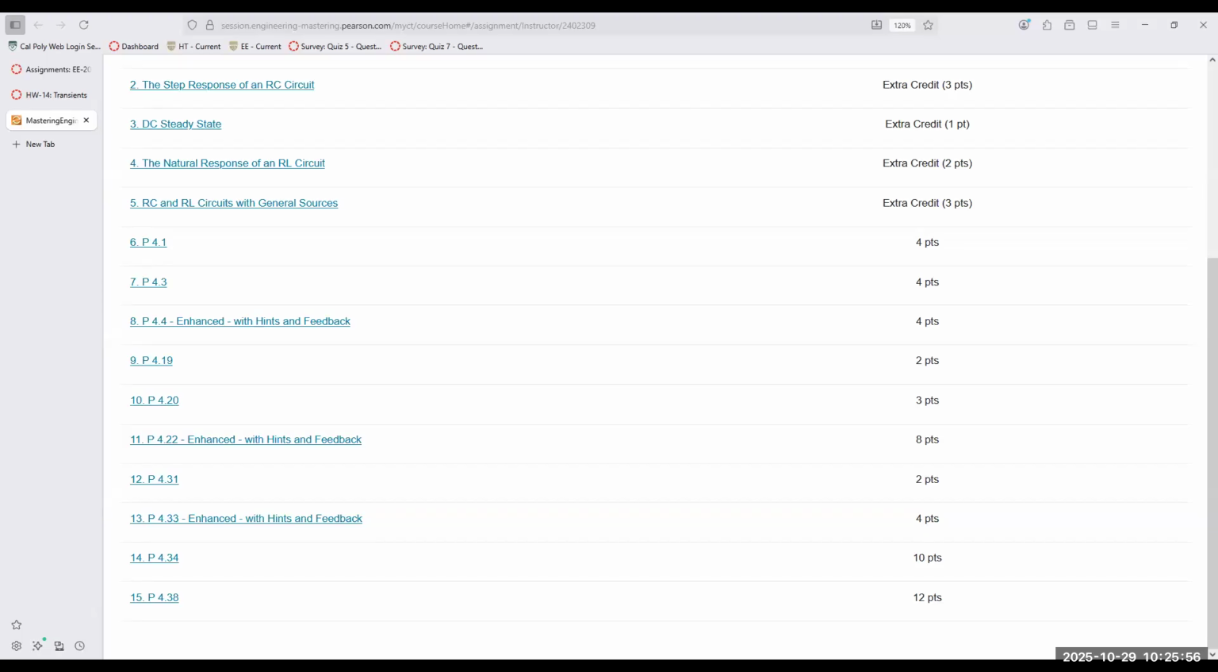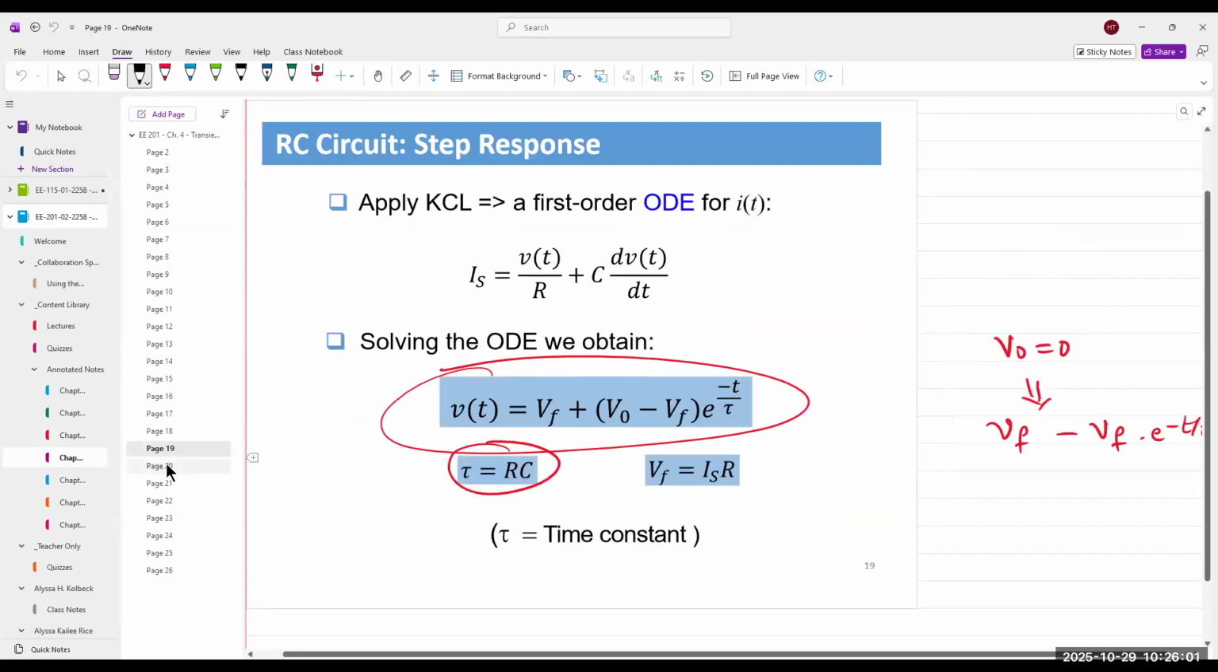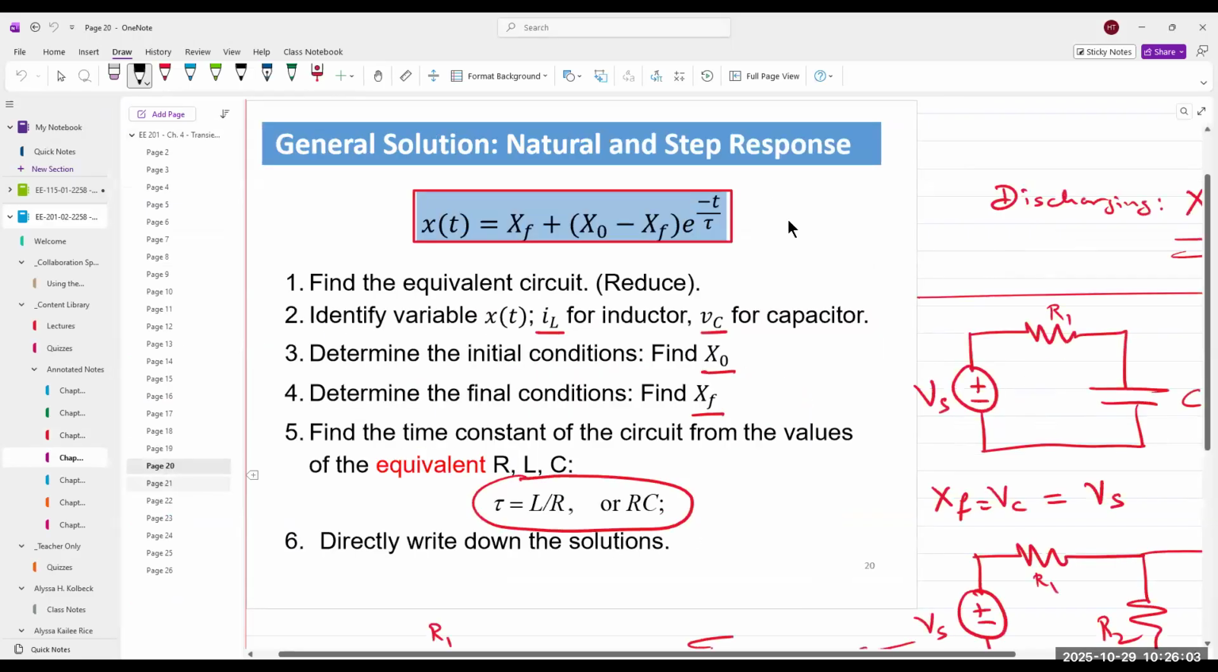Let's go to chapter 4 and look at this slide right here.